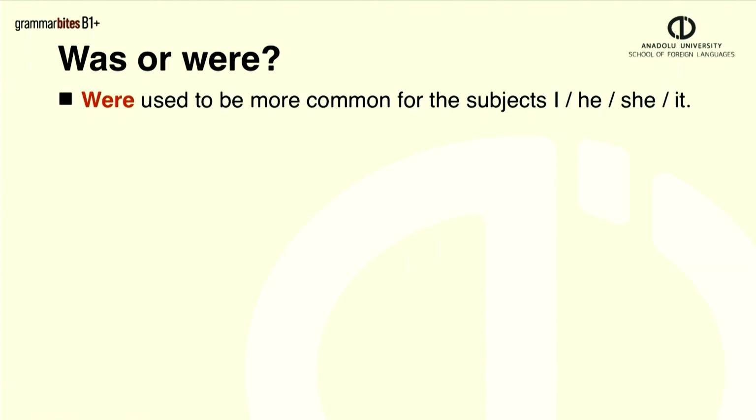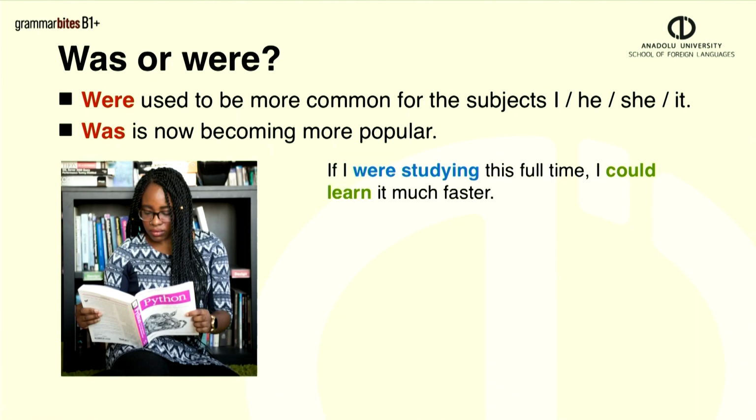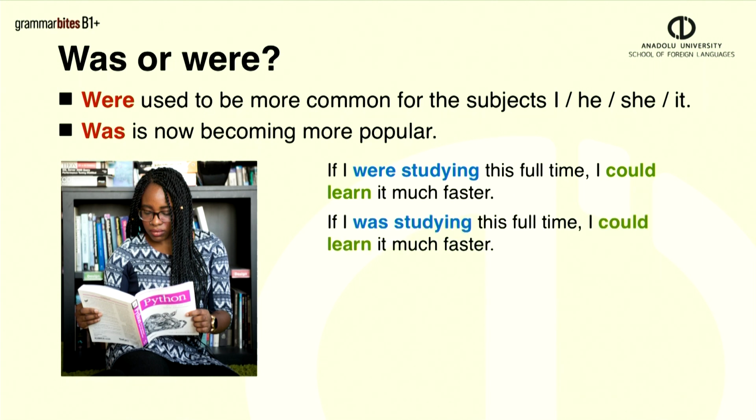The example on the previous slide used were with the subject I. Were used to be more common for the subjects I, he, she and it with the second conditional sentences. Was, however, is becoming more popular, especially in spoken English. Which people use is mostly about personal preference, but note that the meaning doesn't change, and both are correct. If I were studying this full-time, I could learn it much faster. If I was studying this full-time, the two sentences have the same meaning.